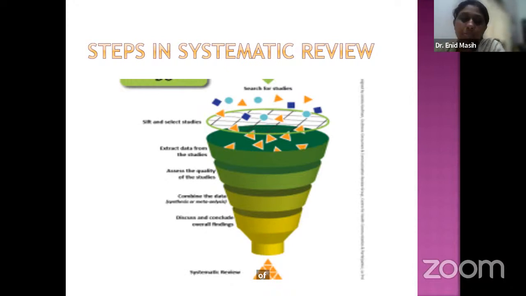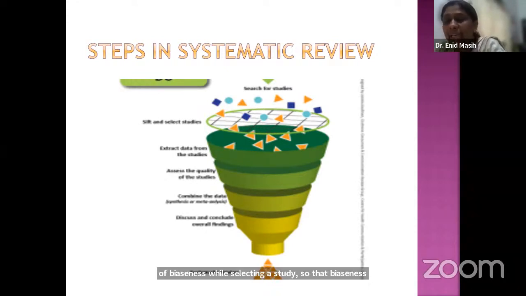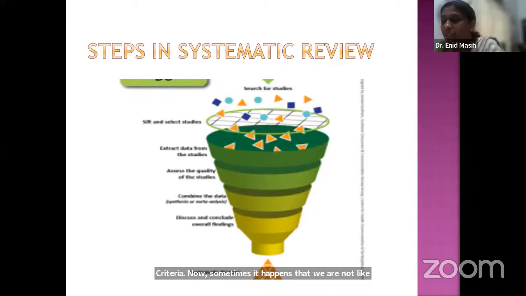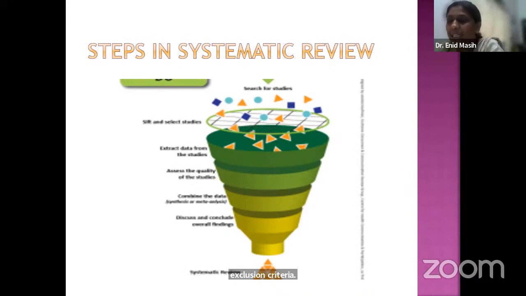So bias must not be there in any type of literature we are selecting, and the selection must be properly based on inclusion and exclusion criteria. Sometimes it is a new term and it is difficult to understand what inclusion and exclusion criteria basically are. I will explain it in my next slides.